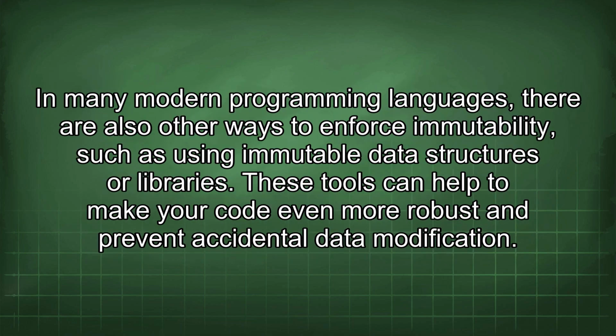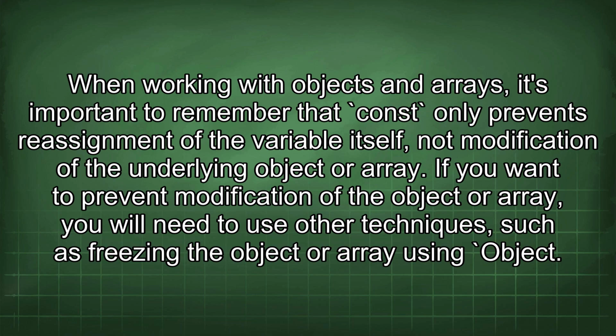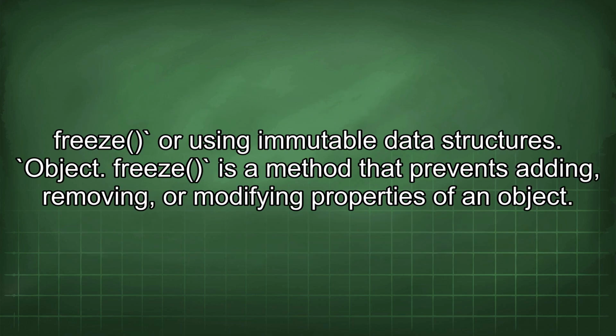In many modern programming languages, there are also other ways to enforce immutability, such as using immutable data structures or libraries. These tools can help to make your code even more robust and prevent accidental data modification. When working with objects and arrays, it's important to remember that const only prevents reassignment of the variable itself, not modification of the underlying object or array. If you want to prevent modification of the object or array, you will need to use other techniques, such as freezing the object or array using Object.freeze or using immutable data structures.